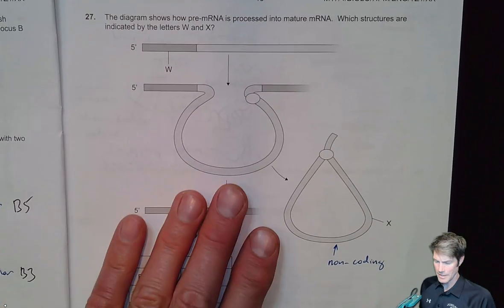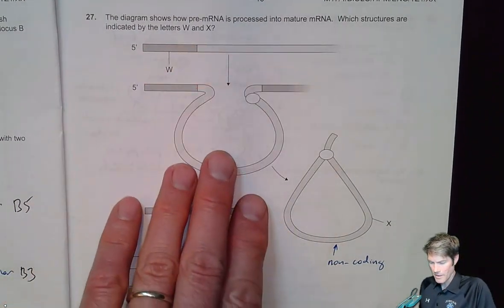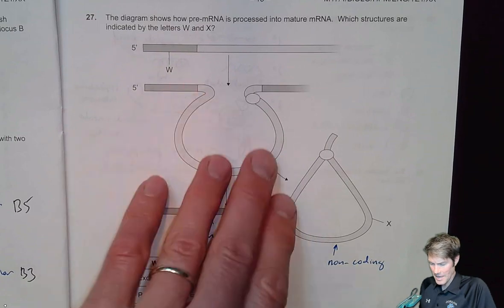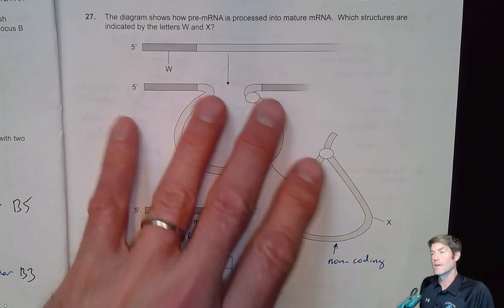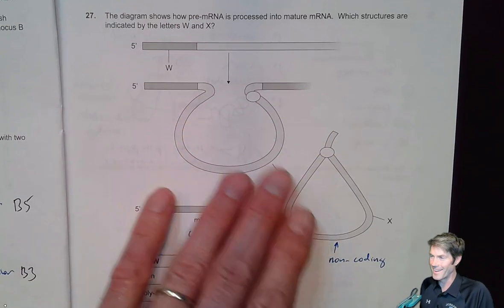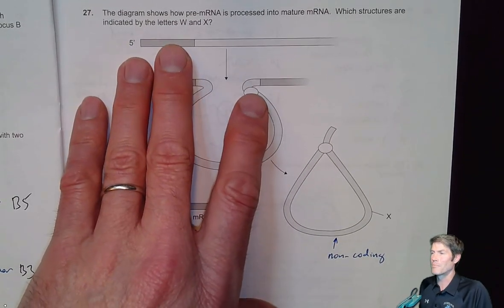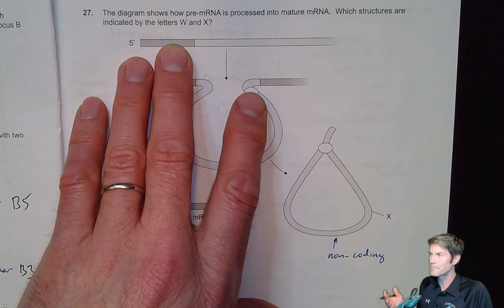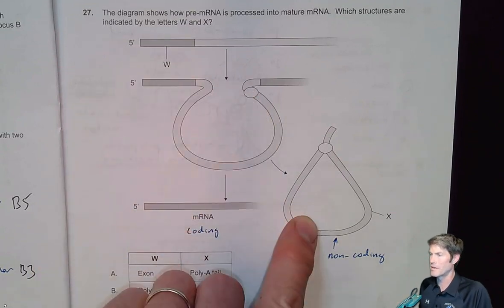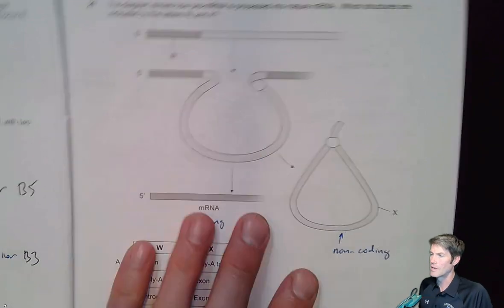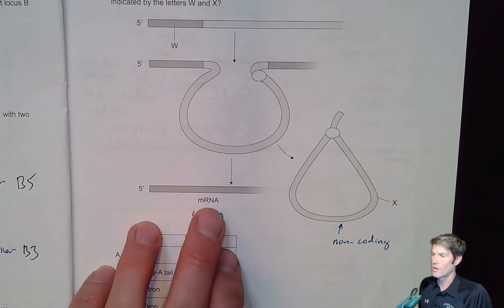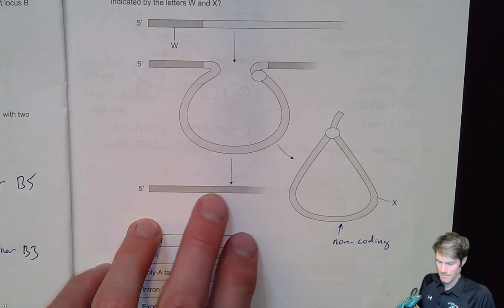27. Got a nice big diagram showing this piece of DNA getting modified, or RNA being modified, sorry. Even I get them mixed up, obviously. So we have parts that are expressed, exons. We have parts that aren't expressed, non-coding, called introns. And those are taken out. So the coding area is maintained.